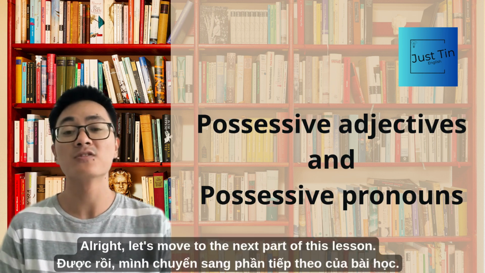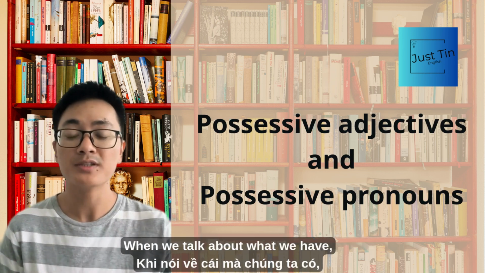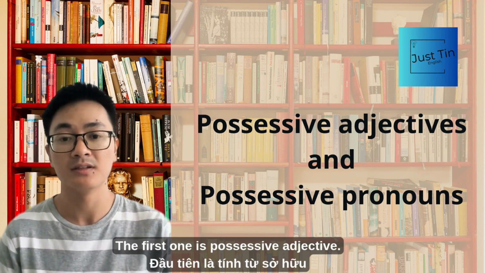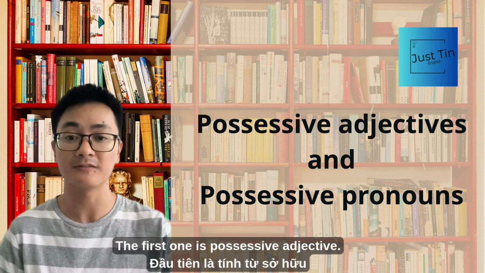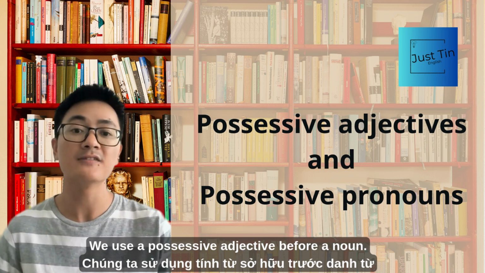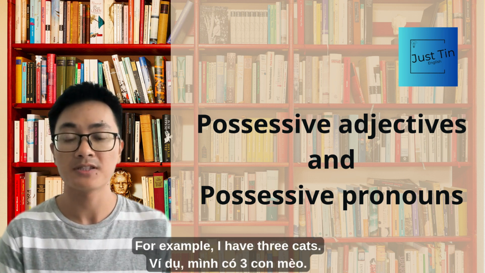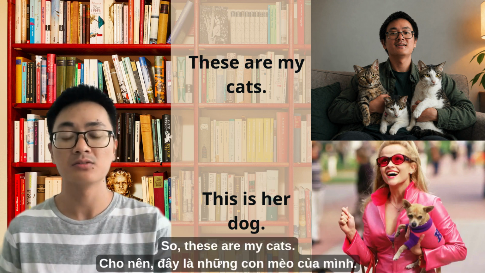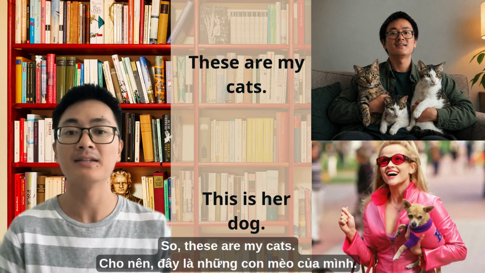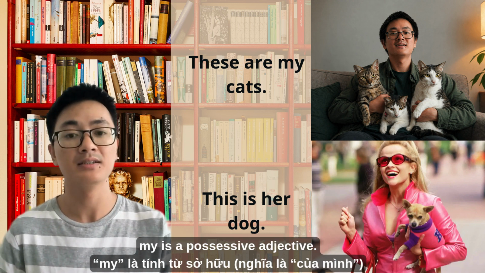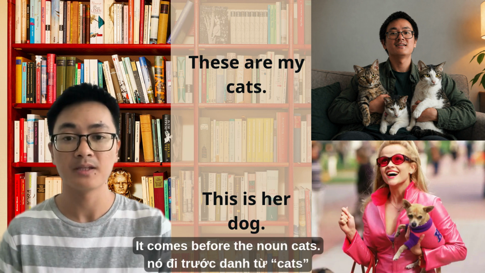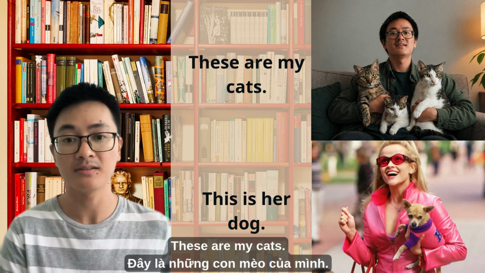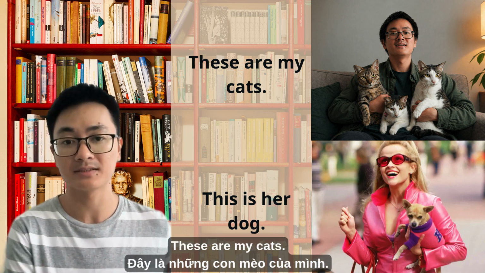Alright, let's move to the next part of this lesson. When we talk about what we have, we will use these 2 concepts very often. The first one is possessive adjective. We use a possessive adjective before a noun. For example, I have 3 cats, so these are my cats. So my is a possessive adjective. It comes before the noun cats. My cats.